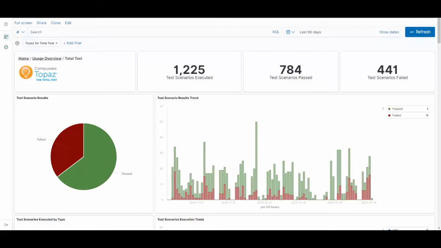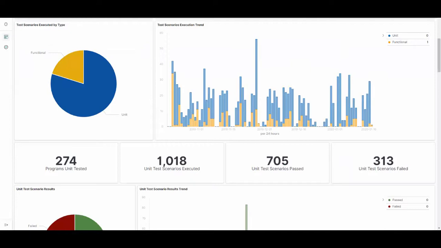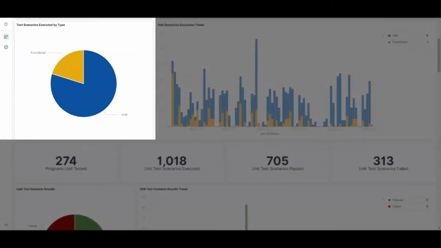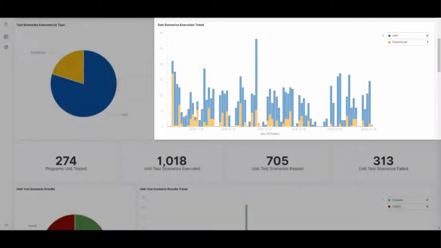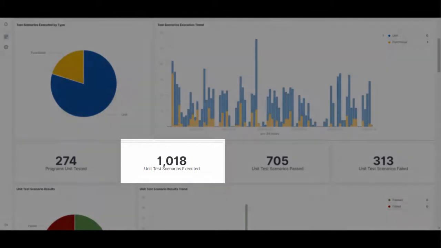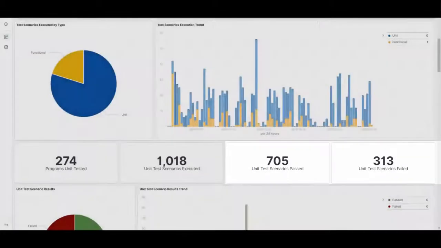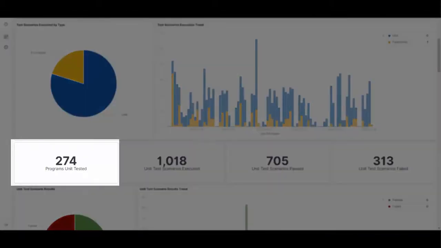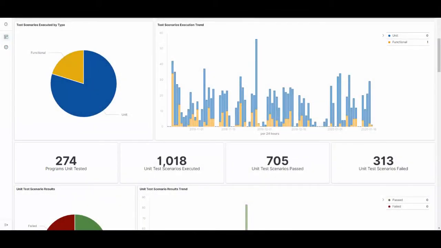One of our goals is to continue to produce more and more tests and to see the ratio of pass tests to fail tests getting better and better over time. Again, zAdviser is providing easy-to-digest measurements that help our development team increase its productivity over time. Scrolling down, we can now see the breakdown of unit tests versus functional tests, as well as the daily trend for these tests. Below this, we see the breakout of unit tests executed, passed, and failed, as well as the number of programs unit tested in this time frame. Similar measurements can be seen for the functional testing if we scroll down.